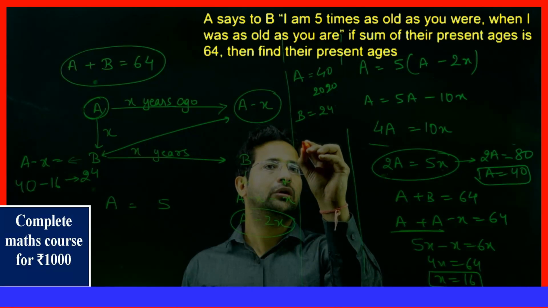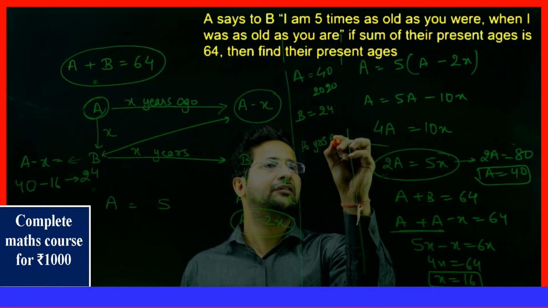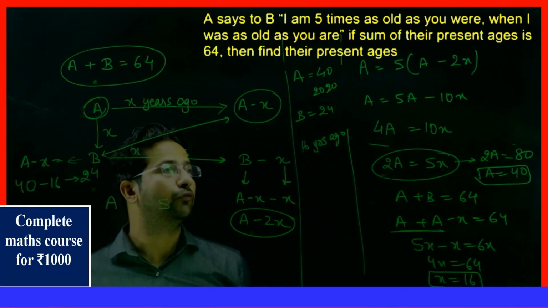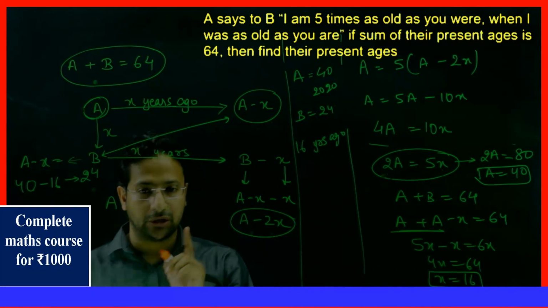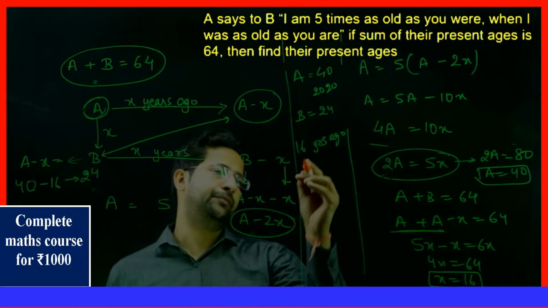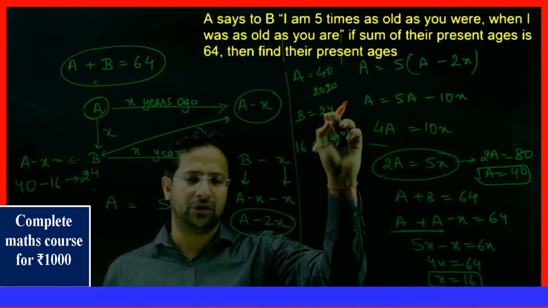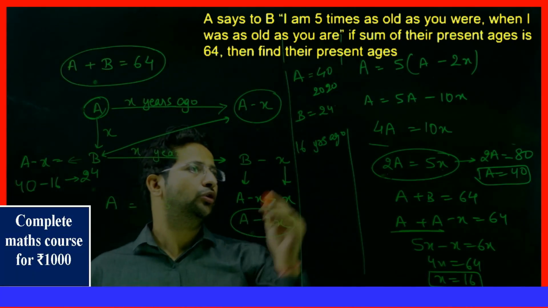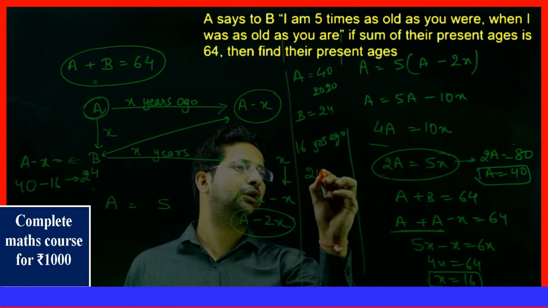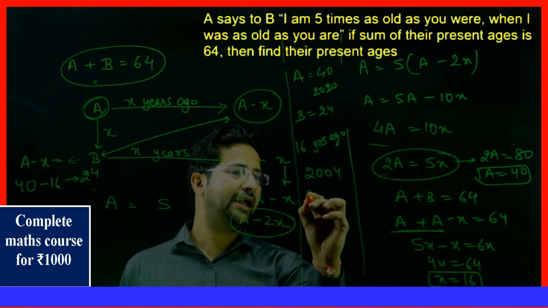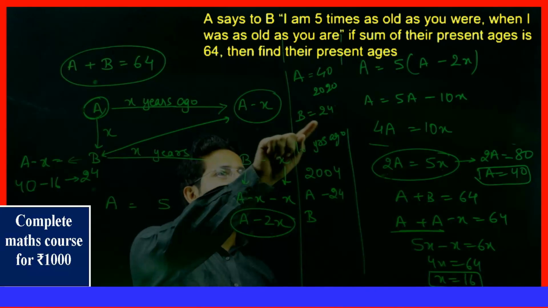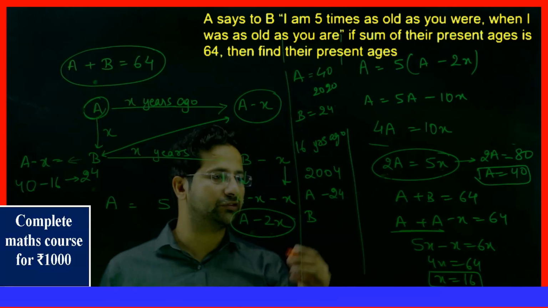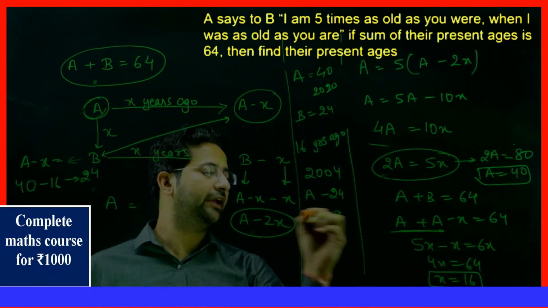What was my age 16 years ago? I used to be 24. I was 24 16 years ago, so 16 years ago, that is 2004, my age was 24 and B was how much? Today B is 24. 16 years ago B was 8.